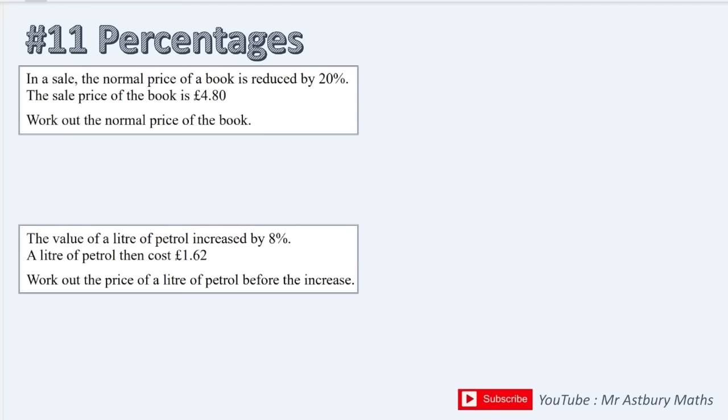And on to the most common type of question, which is a reverse percentage. So in this particular question, it says that the normal price of the book is reduced by 20%, and the sale price of the book is £4.80. So the first thing I'm going to do is work out what the multiplier was that reduced it by 20%. So I take away 20, I divide through by 100, and I get 0.8. So the normal price of the book was multiplied by 0.8, and that then equaled the new sale price of the book.